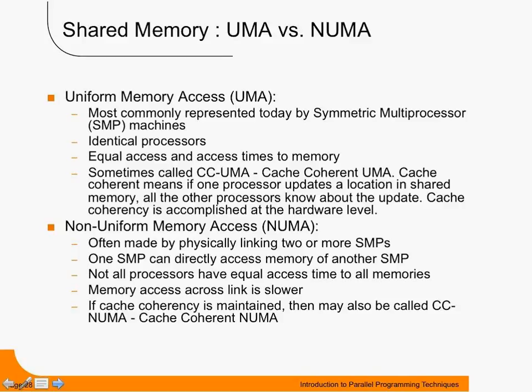In non-uniform memory access, as I mentioned, the distance may not be the same, so some processors take more time to access the memory than others. And non-uniform memory access also makes use of the concept called cache coherence, because that way it maintains a consistent value across all of them.